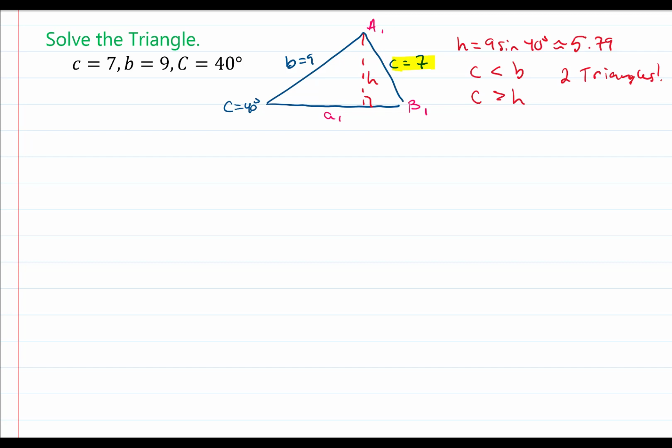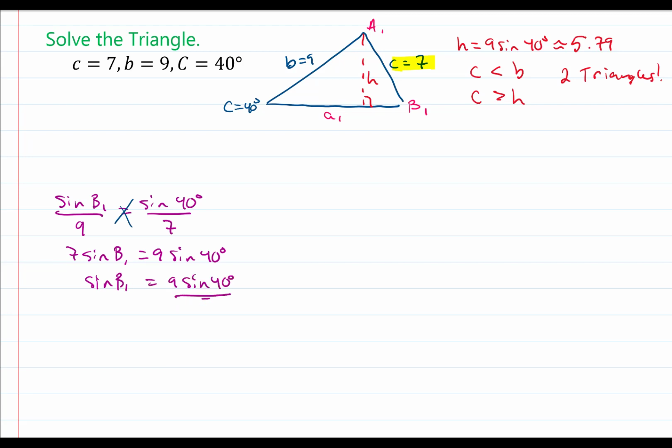To do this, we're going to use the law of sines. So what we have is sine of angle B sub 1 over the corresponding side, which is 9, is equal to sine of 40 degrees over the corresponding side, which is 7. My goal now is to solve this proportion, and we will use cross multiplication to do that. So what we get is 7 times the sine of B sub 1 is equal to 9 times the sine of 40 degrees. Solving this for B sub 1 means I'm going to divide both sides by 7. So I have sine of B sub 1 is equal to 9 times the sine of 40 degrees divided by 7. And then I take the inverse sine of both sides.